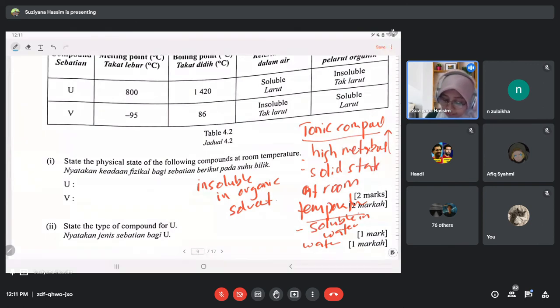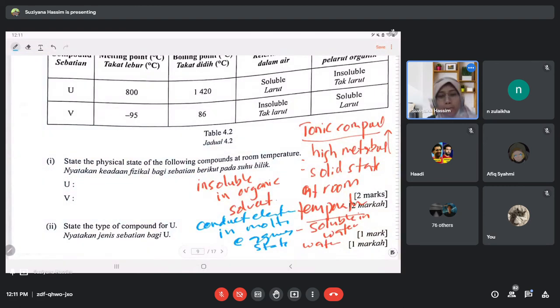And then this one, ionic compound conducts electricity in molten or aqueous state. Okay, jot down. I repeat. Ionic compound: high melting and boiling point, solid state at room temperature, soluble in water, insoluble in organic solvent, conducts electricity in the molten or aqueous state. So covalent compound is the opposite.